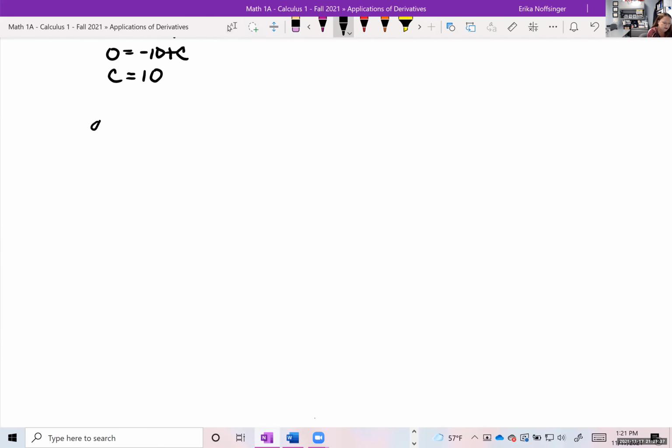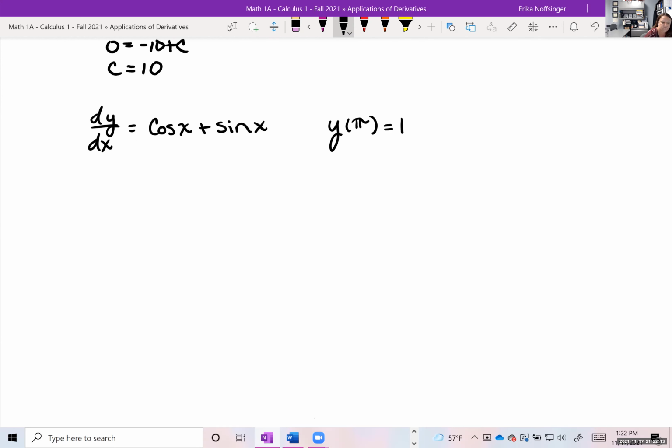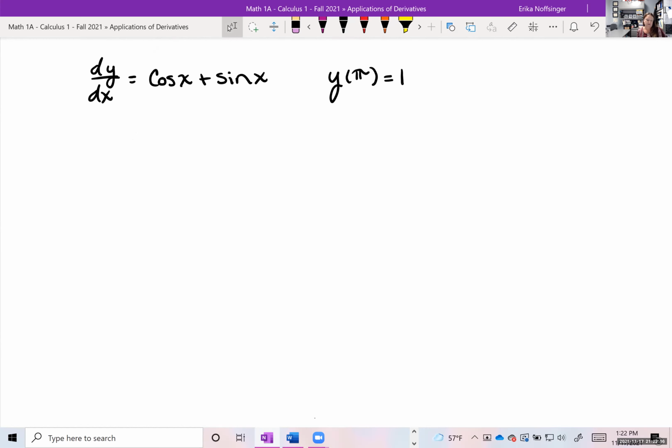How about dy dx? This is equal to cosine x plus sine x. And we're given that y of pi equals 1. And we want to find our original function y.